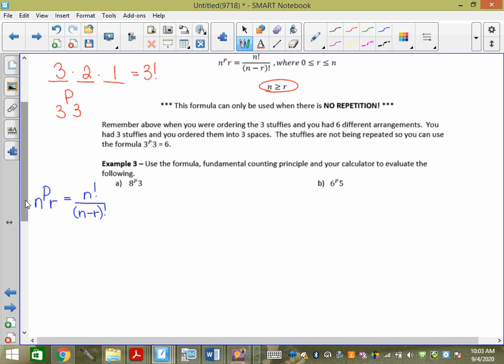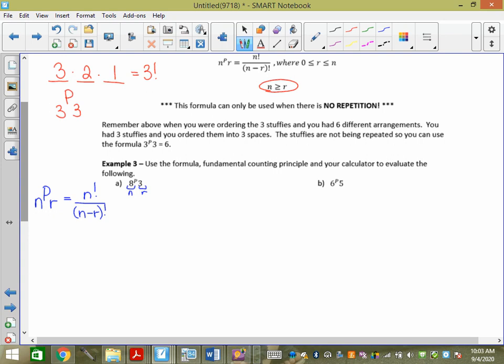That's what your calculator is doing every single time you're going 6P3. It's going 6 factorial over 6 minus 3 factorial and doing the math for you. That's what your calculator is doing. Okay? So this is in the spot of n. This is in the spot of r. Is n greater than r?